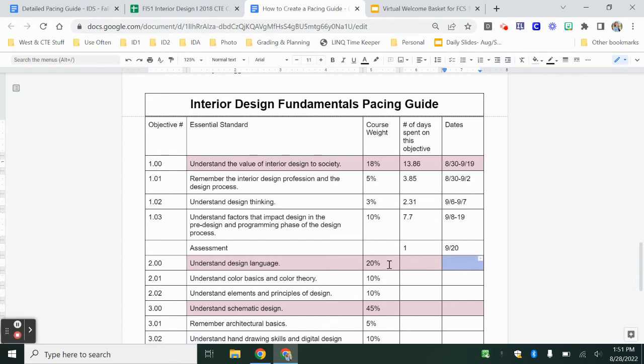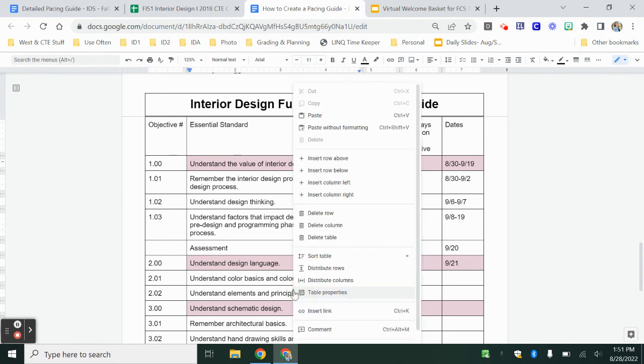It tells me that I know I'm going to be starting Objective 2.0 on 9/21 if it's on a Monday. I don't even remember. Or if it's on a weekday. I think it is. Then I can just continue adding in assessment after your last objective.